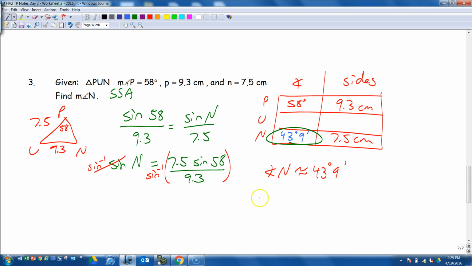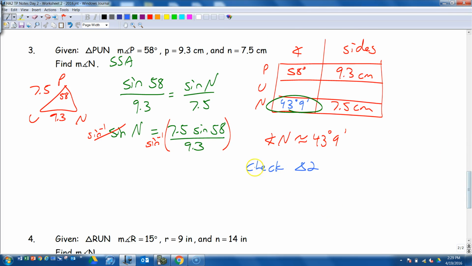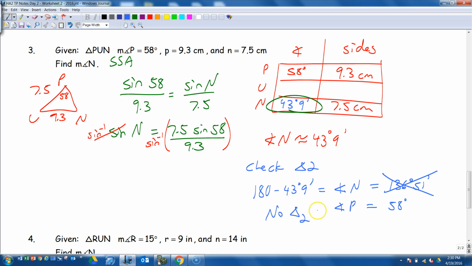Now remember, you have to check the supplement. So check triangle 2. 180 minus 43 degrees 9 minutes. You get angle N can also be 136 degrees 51 minutes. However, does that fit with angle P being 58 degrees? If you have a triangle with N and P of these, there's no way to have a triangle because the third angle will be negative, because these add up to more than 180. So this does not fit. So there's no second triangle, no triangle 2.